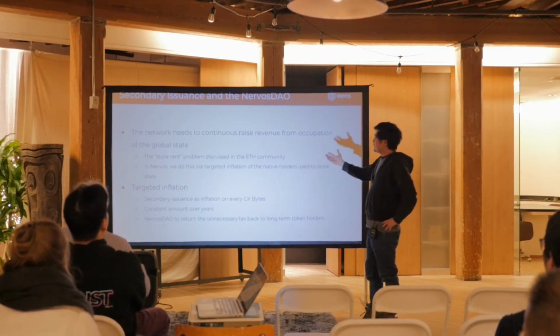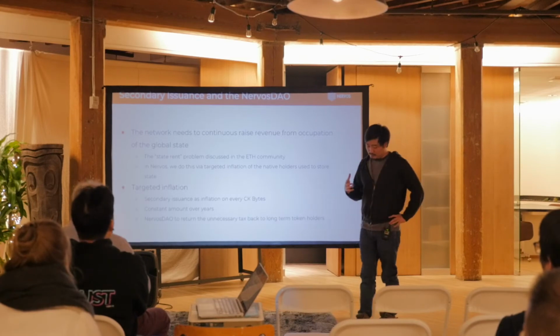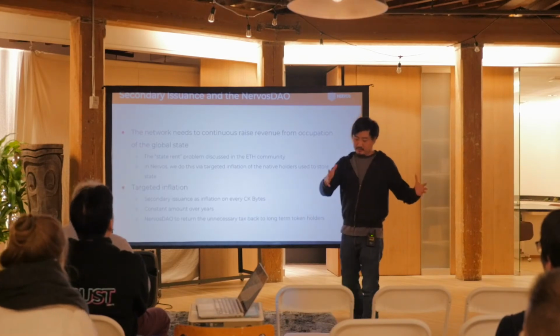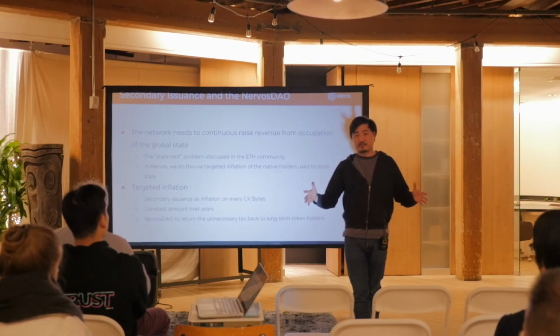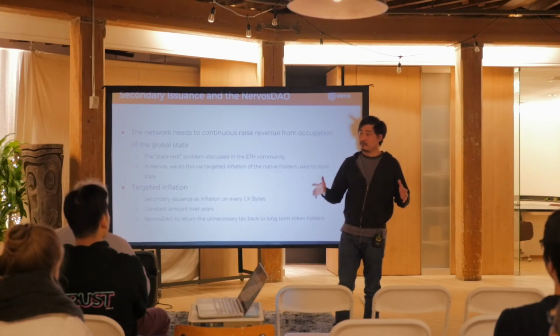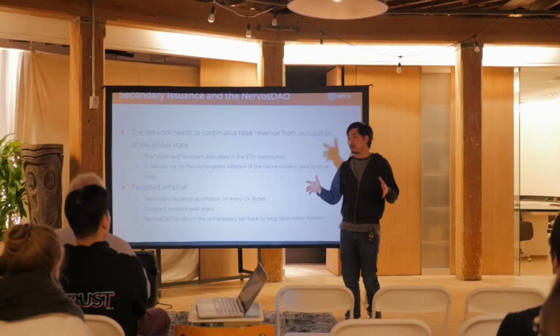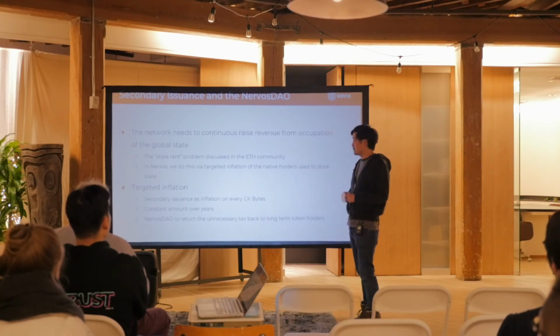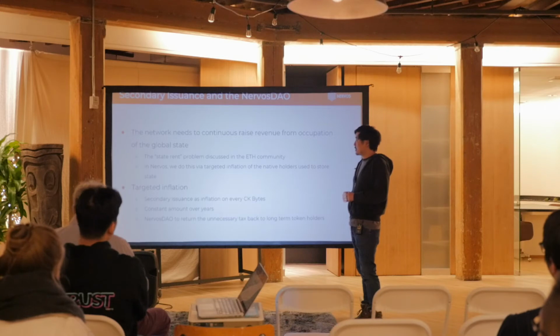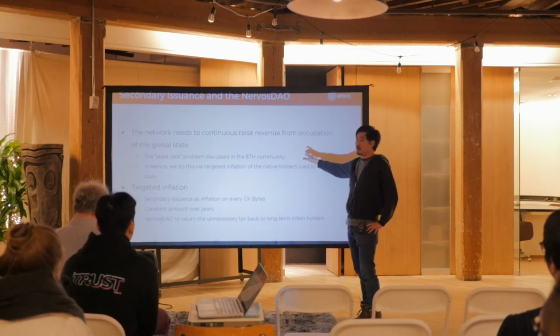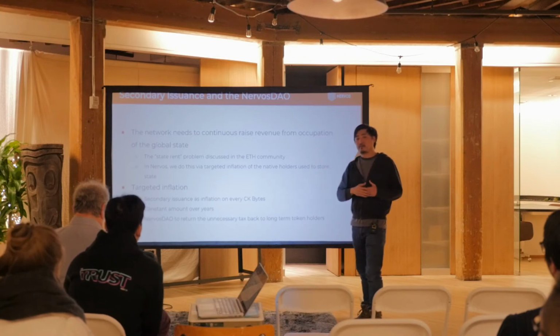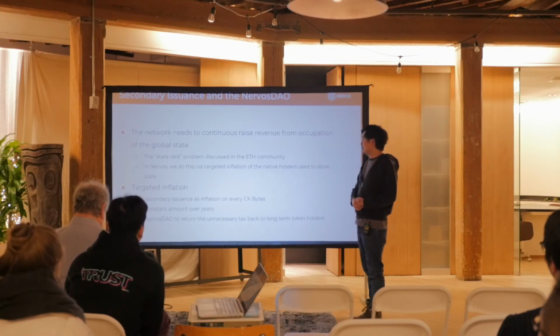This is the state rent problem discussed in the ETH community, and I think we found a way to handle it. Even when issuance stops, going down to zero, we still have to find a way to compensate the miners, not just by transaction fees, because that's not going to be sustainable. So what we're going to do is use state rent: the more you occupy, the more value you have to pay to the miners.